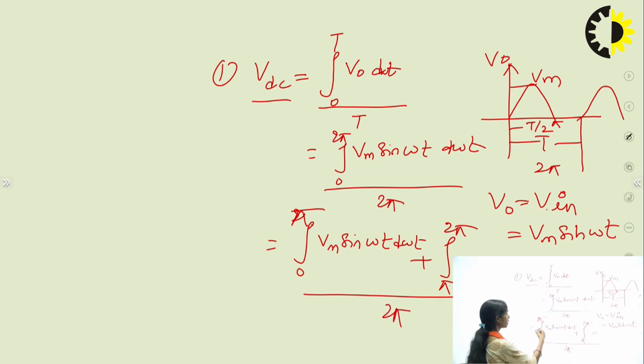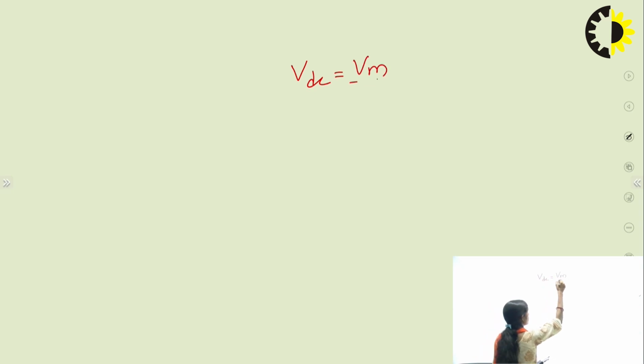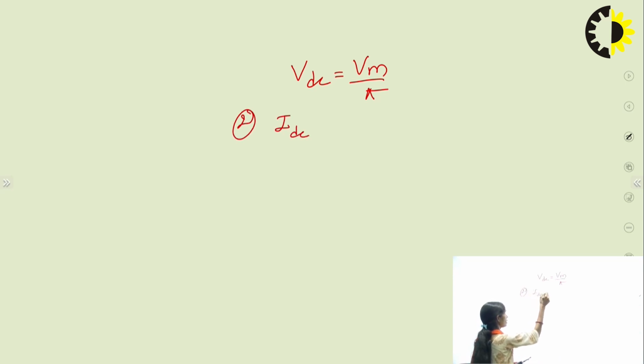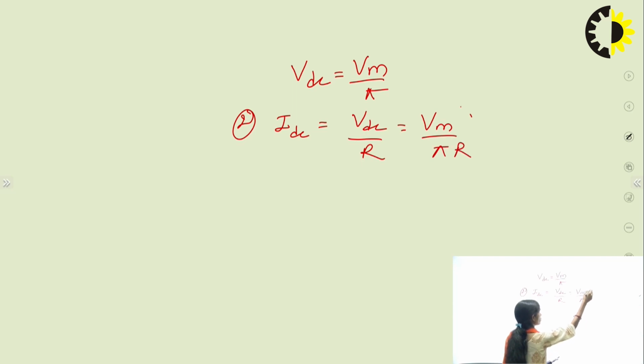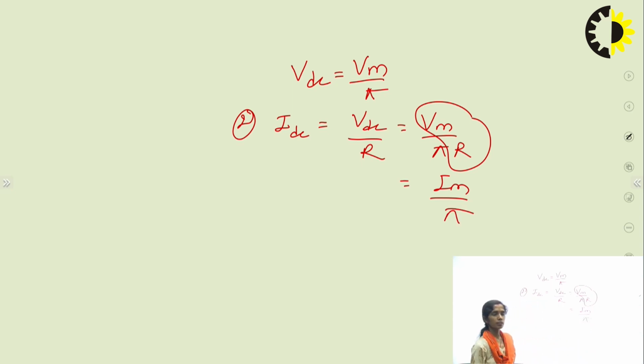Now if we integrate this and substitute the limits, we get VDC for the half wave rectifier as Vm by pi. Similarly, if we want to obtain the second parameter IDC, we have IDC given by VDC divided by R. So VDC can be written as Vm by pi into R, so Vm by R can be substituted as Im by pi. So these are the two parameters we can derive here.